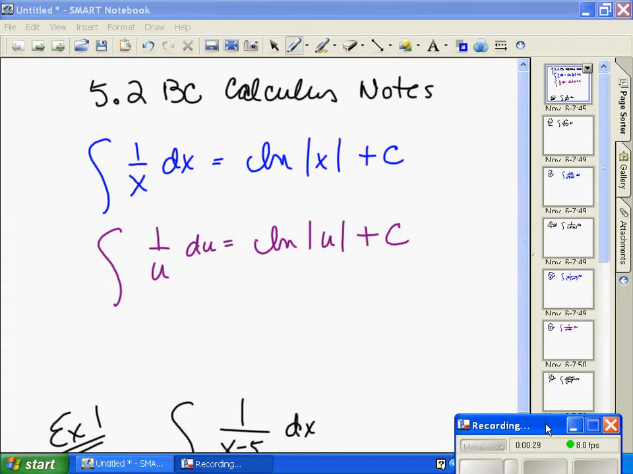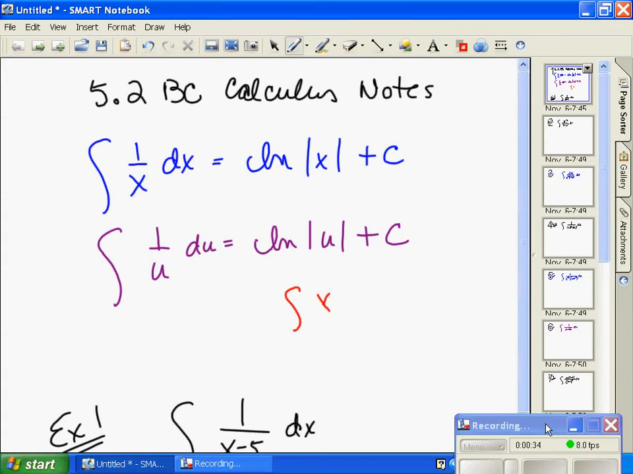If I were to think about our rules that we had before, if I have 1 over x, that's really x to the negative 1 power. And if I were to try and use my power rule, I add 1 to the exponent. That would be negative 1 plus 1, which is the 0 power, divided by the new exponent. I would get a 0, and we can't do that. So we have to have a special property, and we have logarithms.